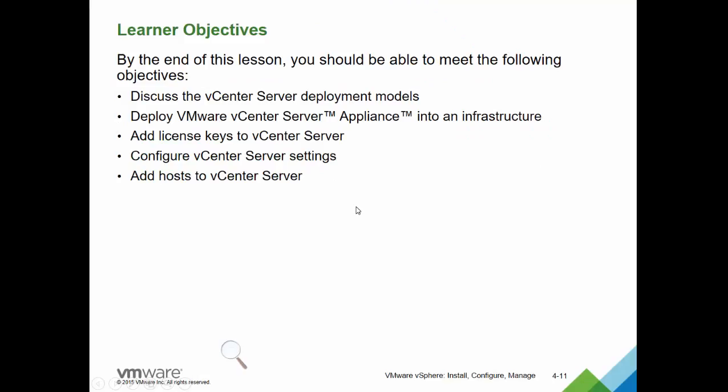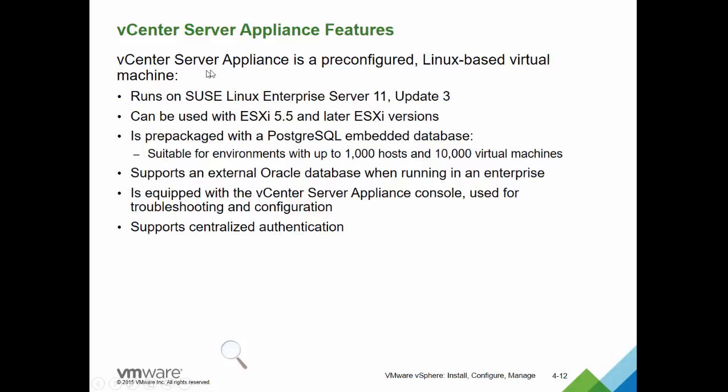So okay, vCenter server appliance by the end of this lesson. We're going to try to first install this. vCenter server appliance is a pre-configured Linux-based virtual machine, right? Well, it is also available in the form of separate software that we can install on top of Windows, and we have that too, which we just copied now. And it's a virtual machine as well. Runs on SUSE Linux Enterprise Server 11 Update 3. Can be used with 5.5 and ESXi versions.